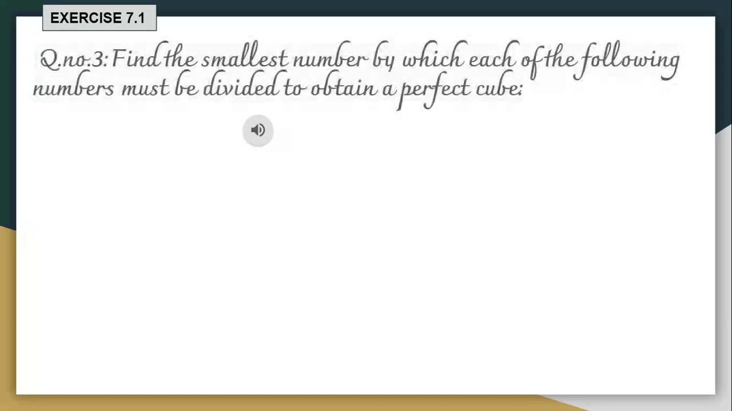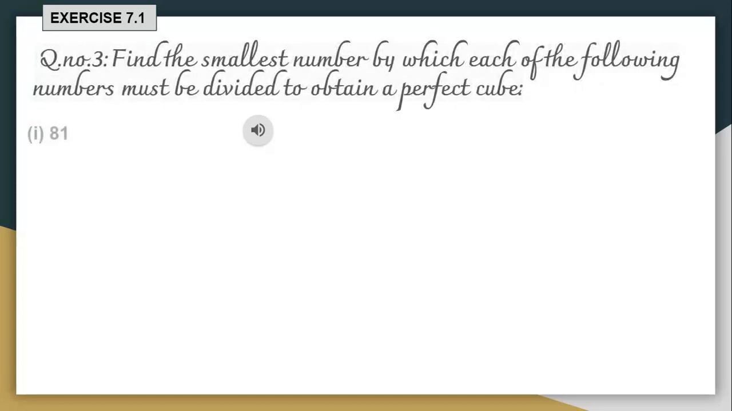So for example, five 3s are there. 3 will make one group, then the remaining two 3s are not a group. So for those two 3s, 3 into 3 we will divide. 3 into 3 is 9. So we can divide the given number by 9. Clear? So let me see the first question.